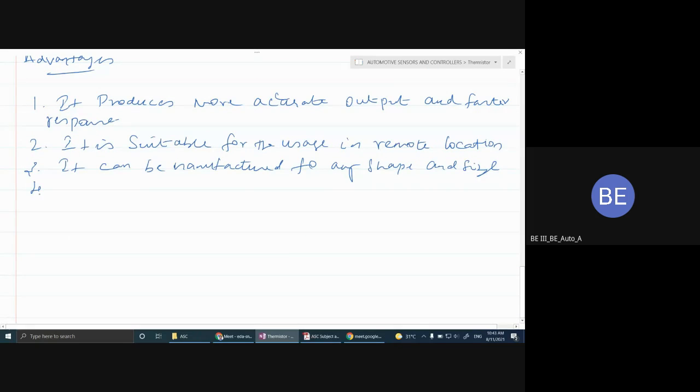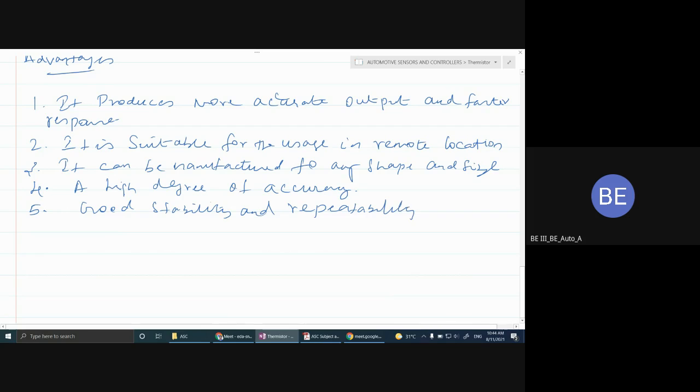Number four, we have a high degree of accuracy. Number five, we have good stability and repeatability. And it can withstand mechanical and electrical stresses. So these are the various advantages.